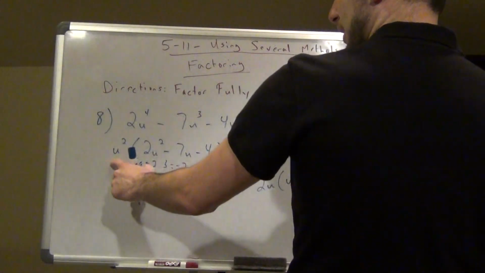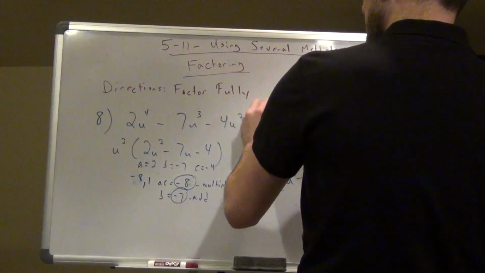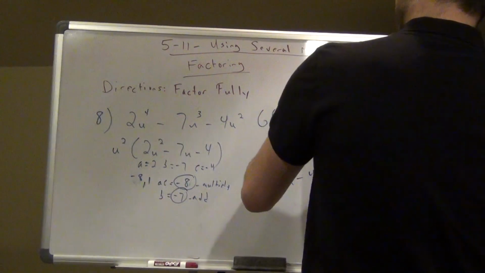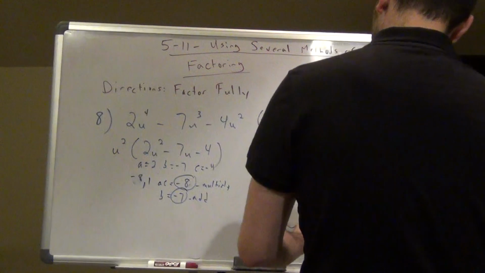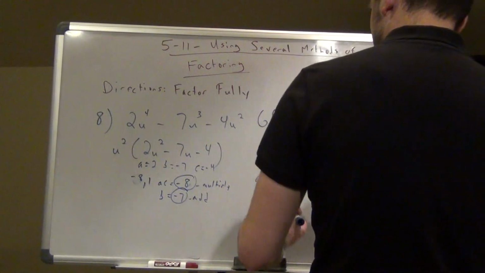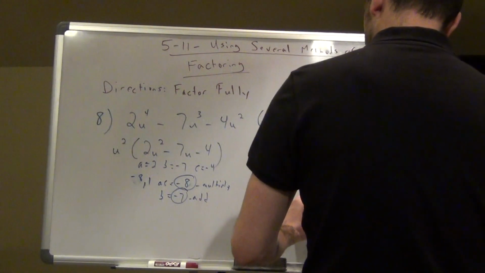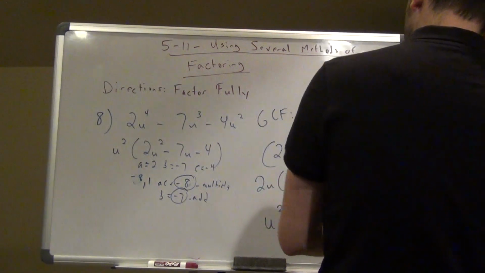So my final answer here, I'm going to leave the u squared, the GCF here. The GCF was u squared, right? So I leave that u squared out in the front, and then I have 2 sets of parentheses. I have the 2u and the plus 1 are one of them, and the u minus 4 is the other one.